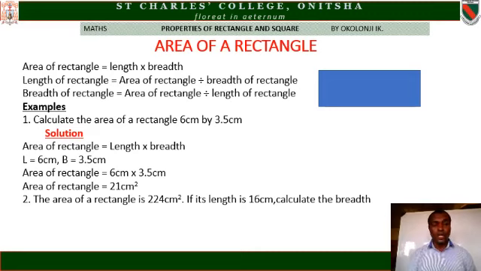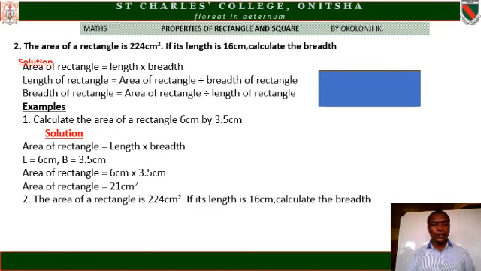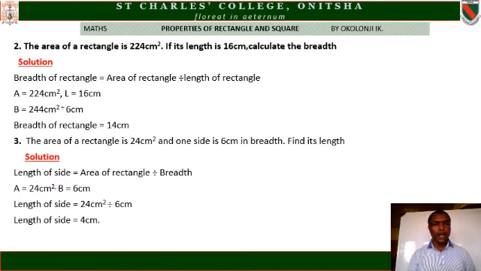The area of a rectangle is 224 centimeters square. If the length is 16 centimeters, calculate the breadth. Now you can see that before I start, I state my formula down. Breadth of a rectangle is equal to area of a rectangle divided by length of rectangle.